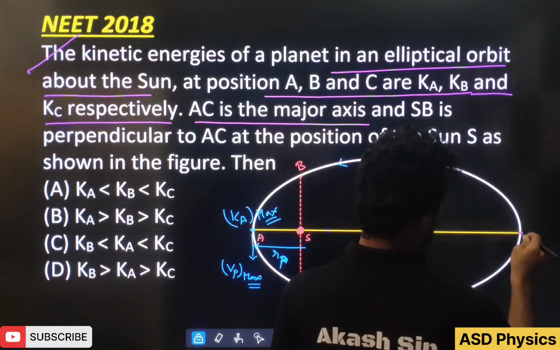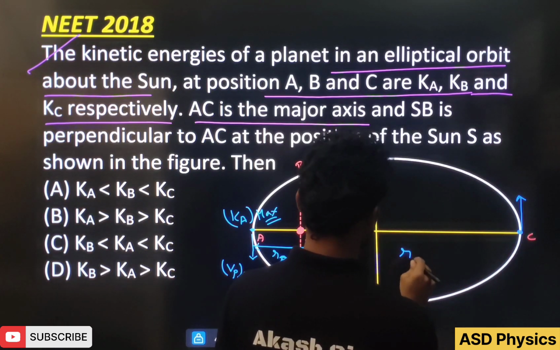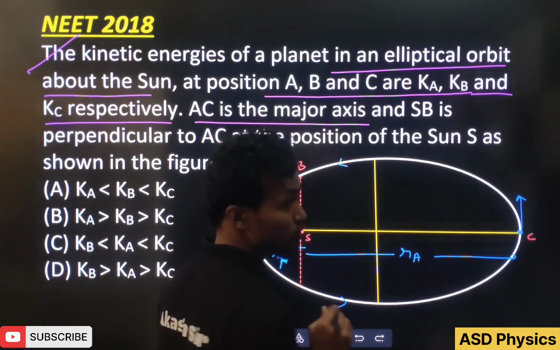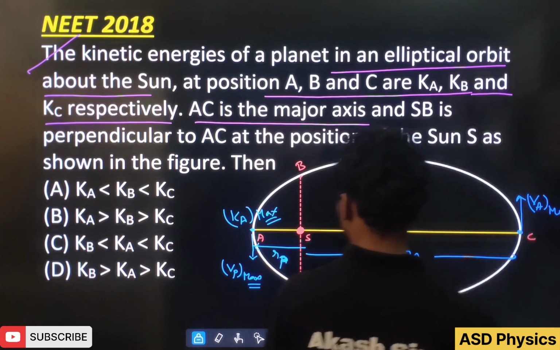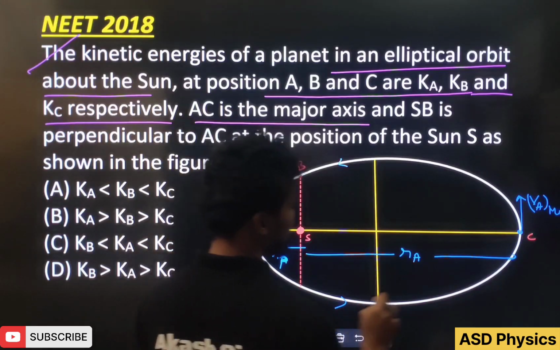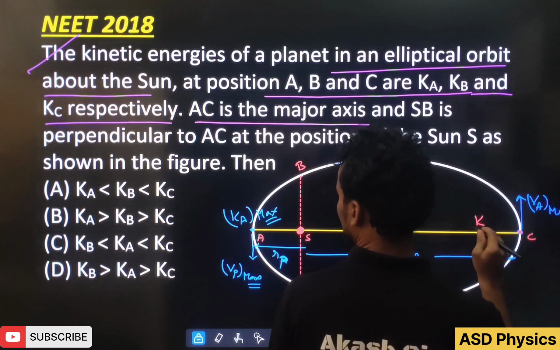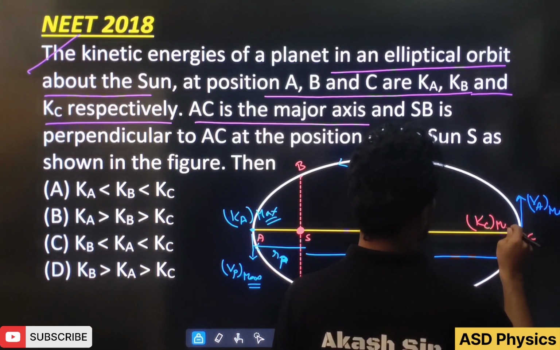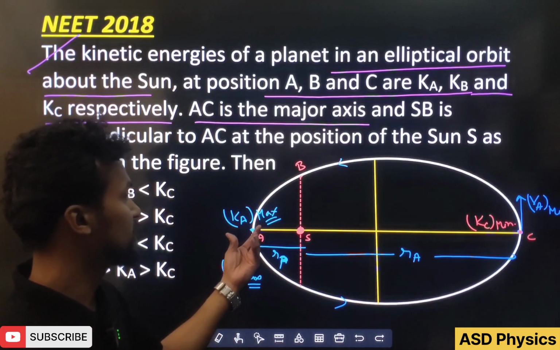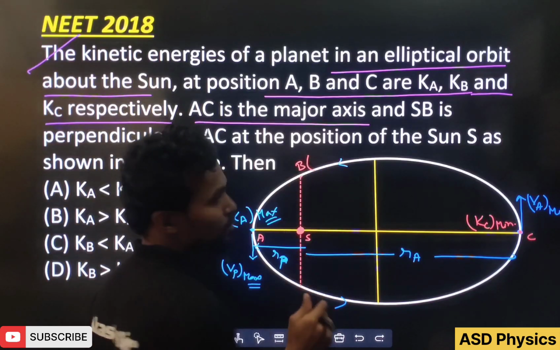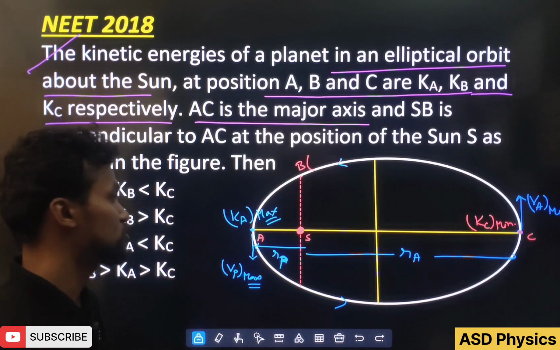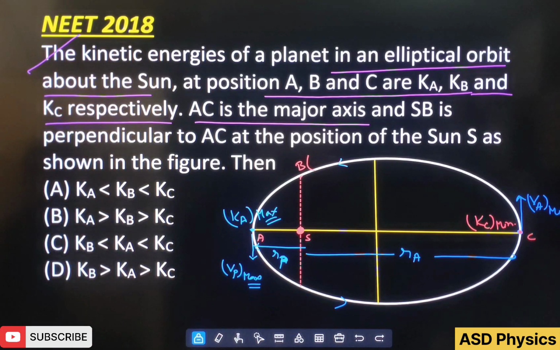Now when it has reached here, this distance is aphelion, away. Here Va will be minimum. So what about the kinetic energy? Speed is minimum, that means kinetic energy is also minimum. Kc minimum. So here kinetic energy is maximum, here kinetic energy is minimum, and somewhere in the middle it will be less than maximum and more than minimum. So just check out the options please. What is the correct option here? Ka is the maximum, Kc is the minimum, Kb is in the middle. So the correct answer here is option B.